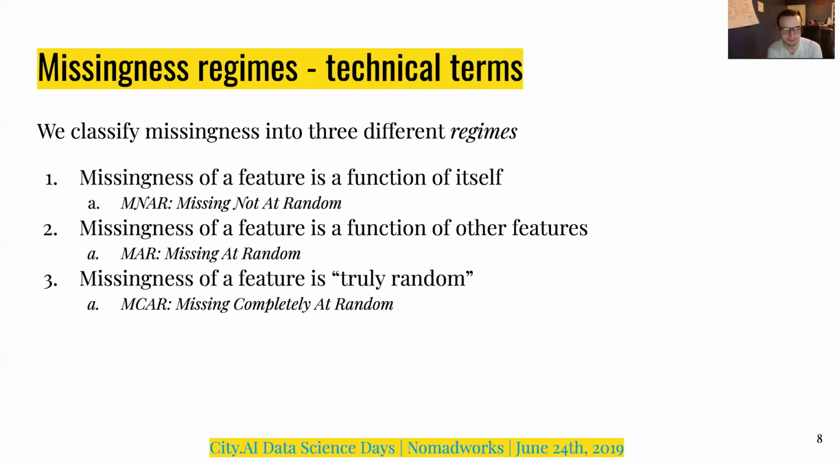So the technical terms for these, the first, again, missingness of a feature is a function of itself. This is called MNAR, for missing not at random. The second one, when the missingness is a function of other variables, this we call MAR, or missing at random. And third, missingness of a feature is truly random, and that is MCAR, missing completely at random.